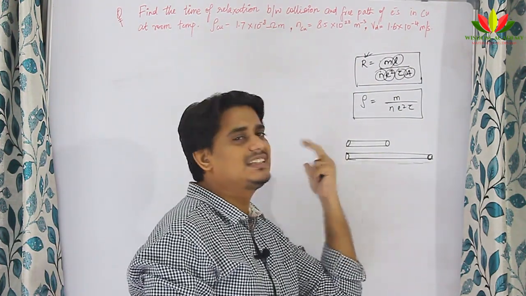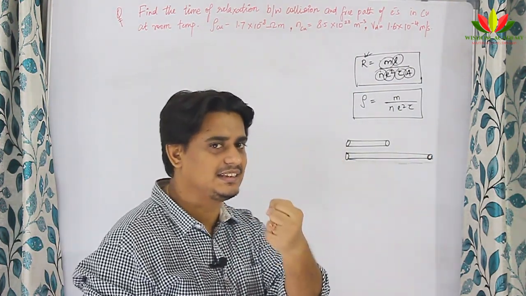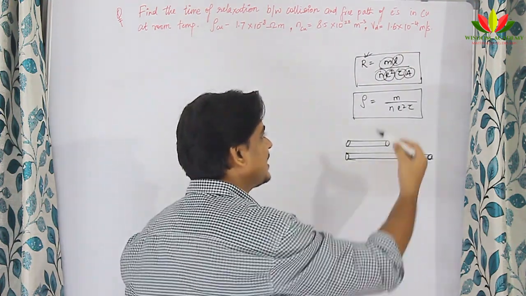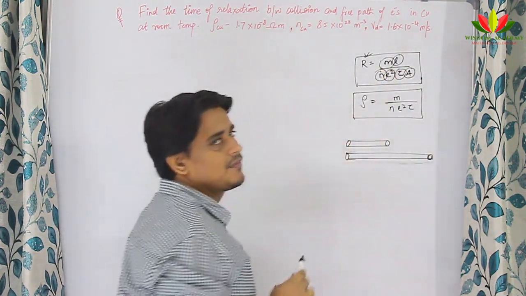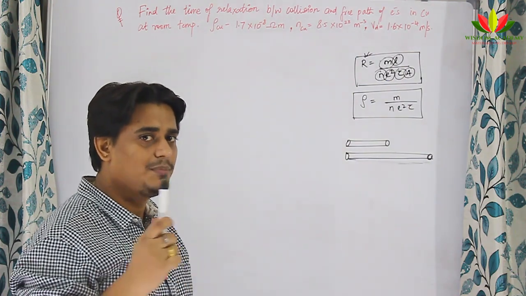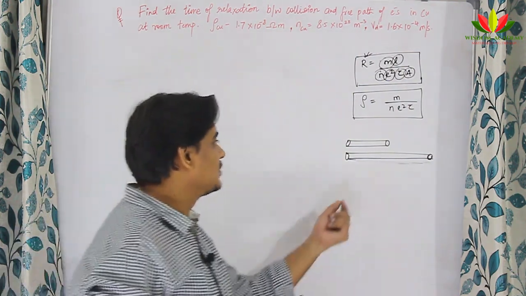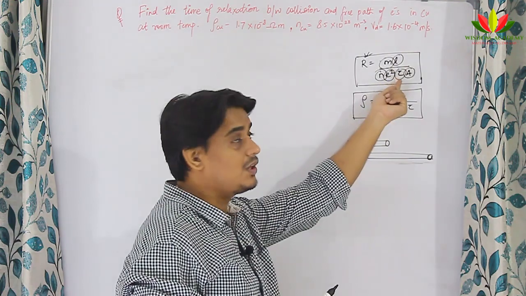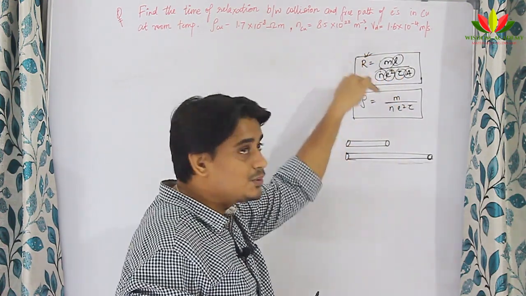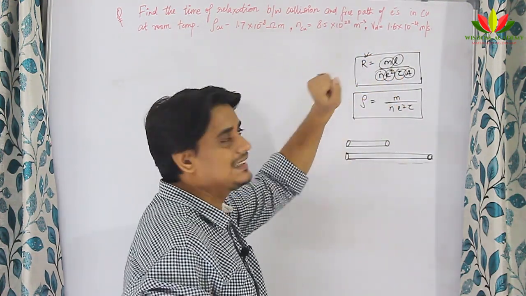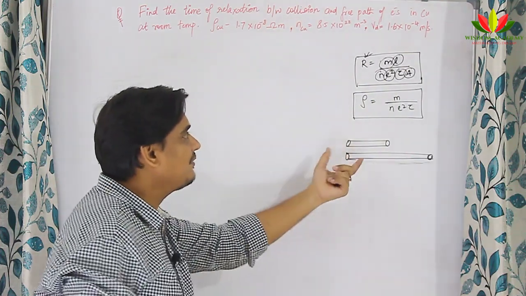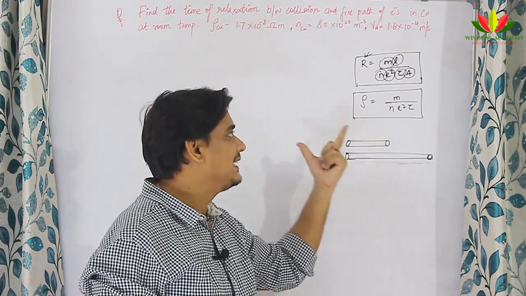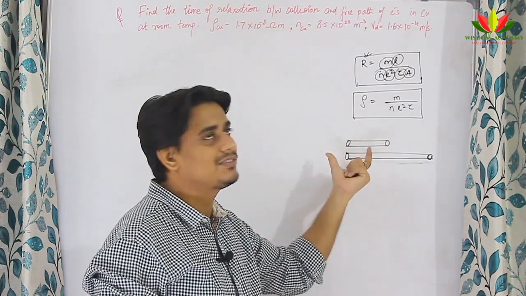If the number of collisions is increasing, then tau is reducing. If tau is reducing, then R is increasing. So you can understand that when the length of the wire is increased, definitely its resistance will also increase.